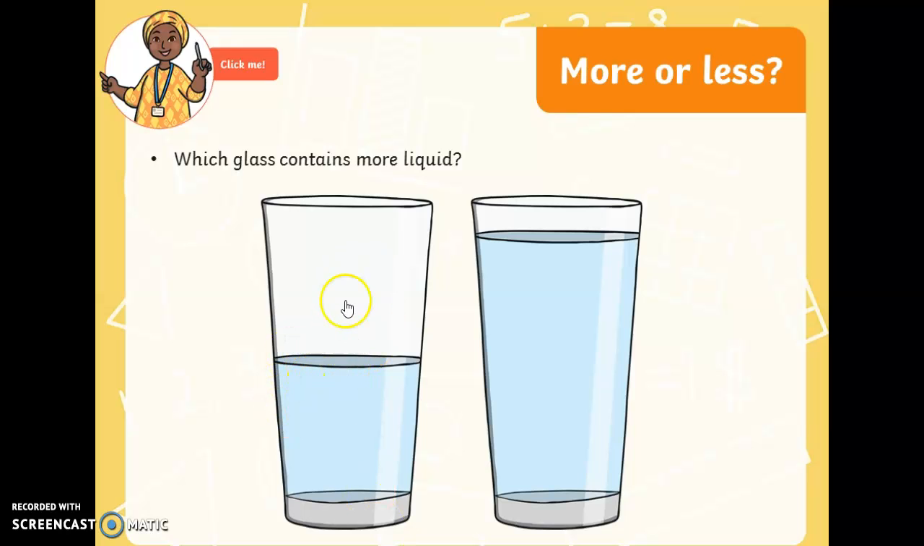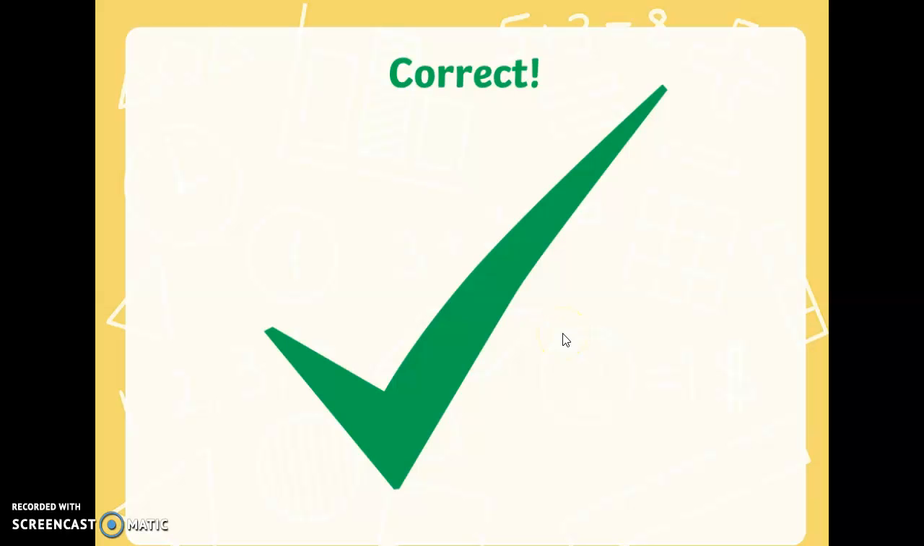Which glass contains more liquid? Is it this one, the one on the left, or this one, the one on the right? So we're looking for more liquid. Very important that we read the question carefully. More liquid. This one, the one on the right, holds more liquid.